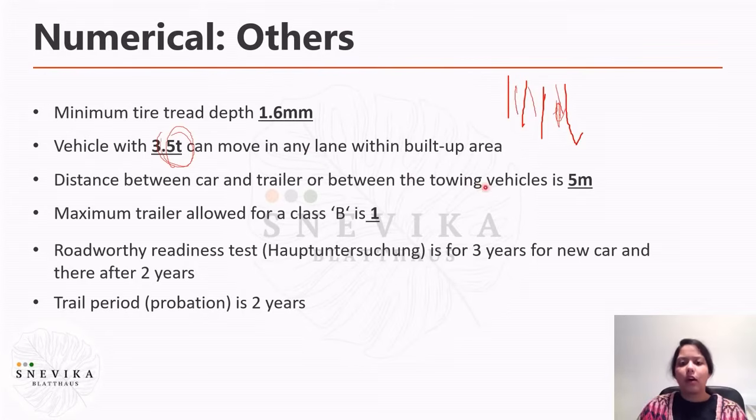Now next, if your car is being towed or you're towing a trailer, the distance between the towing vehicle and your vehicle should always be 5 mm. For a class B, the maximum trailer you are allowed to use is 1. You can just tow 1 trailer for a class B. Roadworthiness test is actually conducted for a new car after 3 years. But thereafter, every 2 years, you have to do the roadworthiness test. It means if you are buying a used car, you have to get the roadworthiness test done after 2 years. Trial period is also 2 years. That is the probation period.